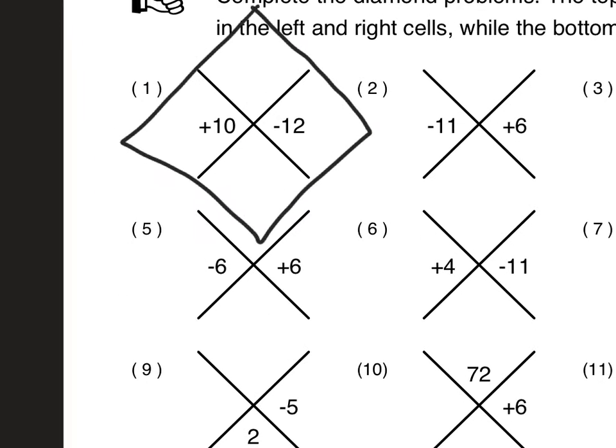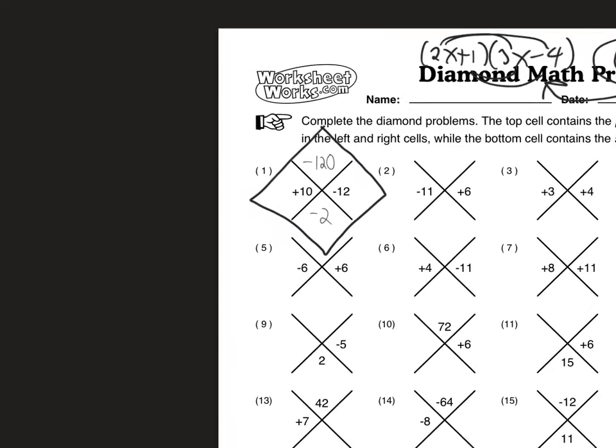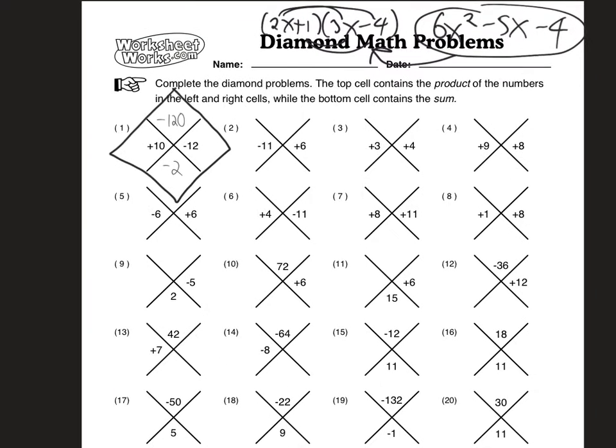So let's talk about how these are going to work, okay? So we have 10 times negative 12. We're going to multiply to the top box, and we're going to add to the bottom box. So what's 10 times negative 12? Well, that's negative 120, right? And then what's 10 plus negative 12? Well, that's negative 2. And then there's your diamond problem, okay? So this is kind of a basic version of the diamond factor. We're going to get to the harder ones later.